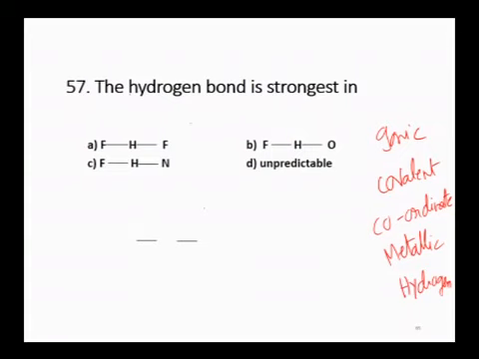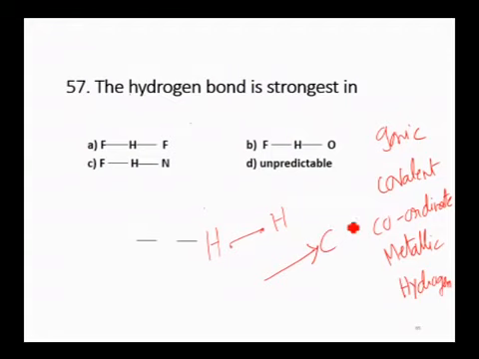Covalent bond is formed by sharing of electrons. Both atoms share the electrons. For example, hydrogen and hydrogen: both atoms share one electron each and a covalent bond is formed. Coordinate bond: one atom donates electrons to another which does not have electrons, and it is denoted by an arrow mark that we observe in coordination compounds.